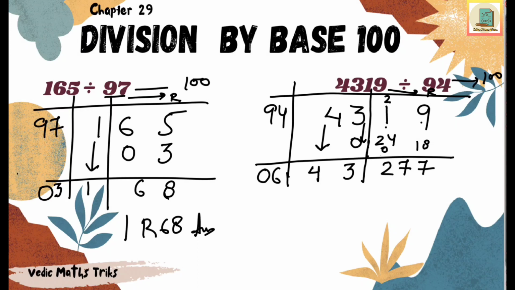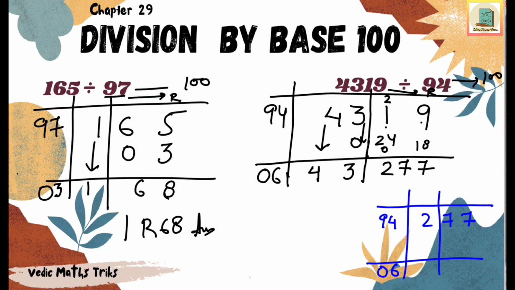So again we will start with the same process. So here I'm starting. So 277 we'll write and 94 we'll write over here. Now 100 minus 94 gives you 06. So we'll write 06 over here. Now 94 has two digits. So we'll leave two digits from the right and put a separator line over here.